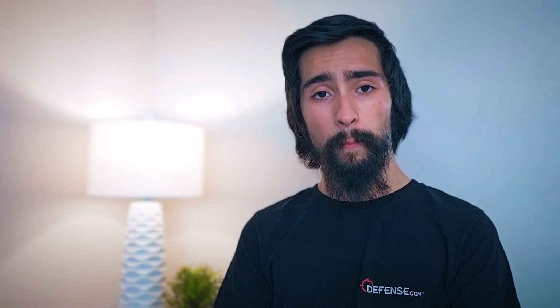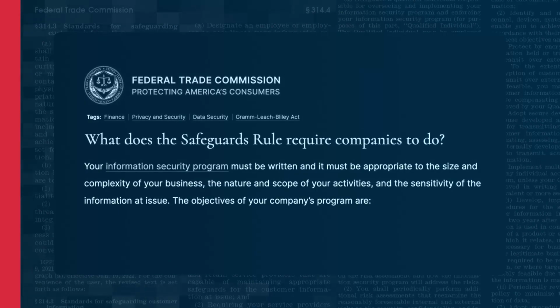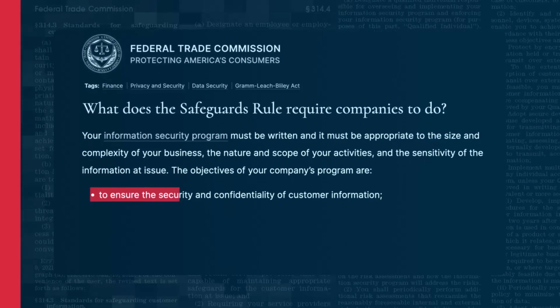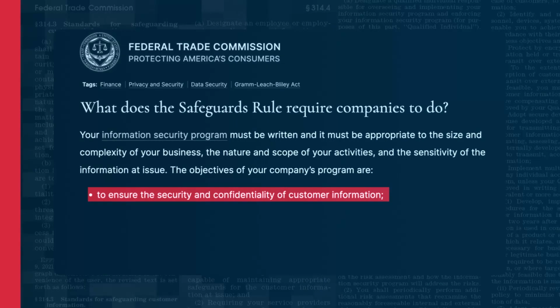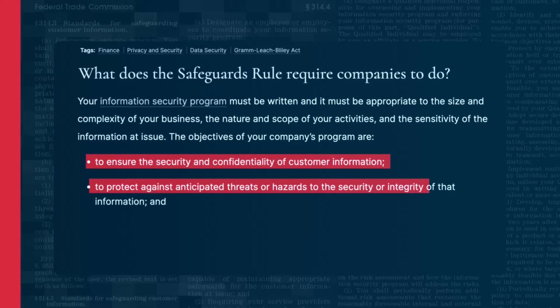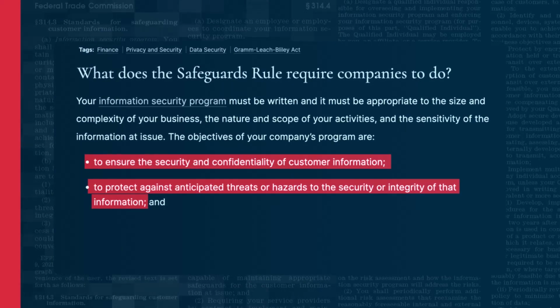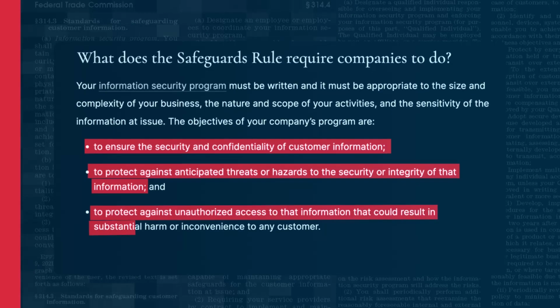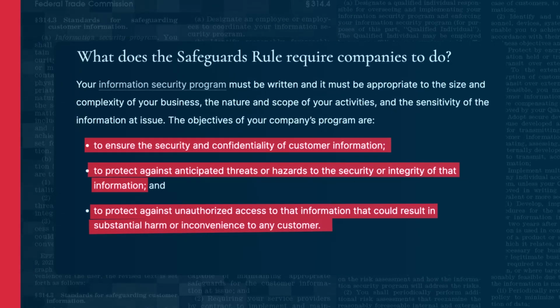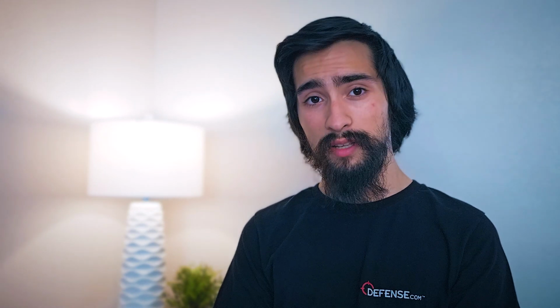FTC Safeguards Rule. The objective of your information security program is threefold: to ensure the security and confidentiality of customer information, to protect against anticipated threats to the security or integrity of that information, and to protect against unauthorized access to that information. And as a heads up for you all, non-compliance could cost you upwards of $100,000 for each violation. So let's get into exactly what it is you need to do.